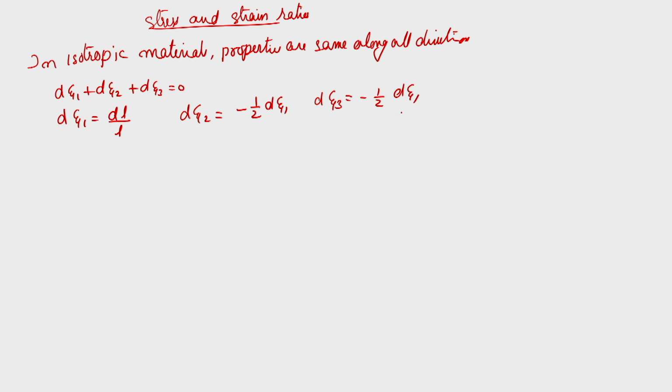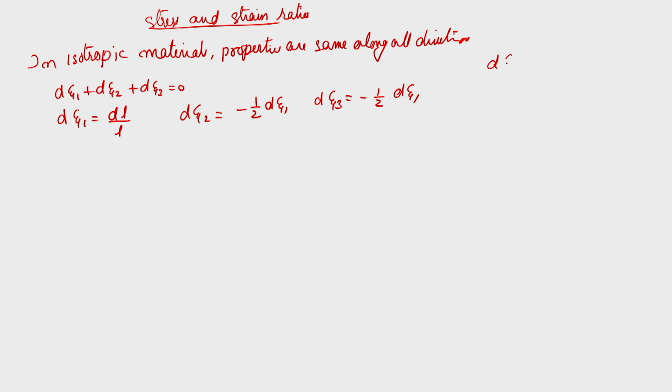This is because you are having a strain along direction 1, then the sum of the strains in the other two will be equal to that, that is d epsilon 1 is equal to minus of d epsilon 2 plus d epsilon 3. And if d epsilon 2 and d epsilon 3 are the same, then you will find this is the case. That way we will get this relationship.